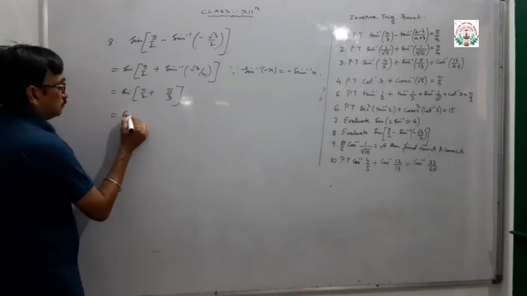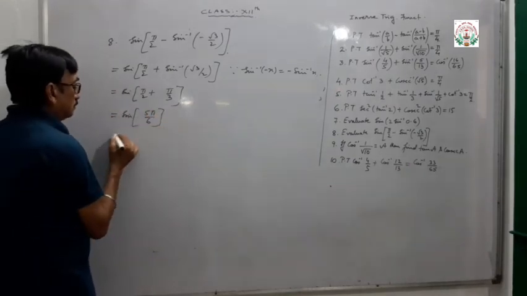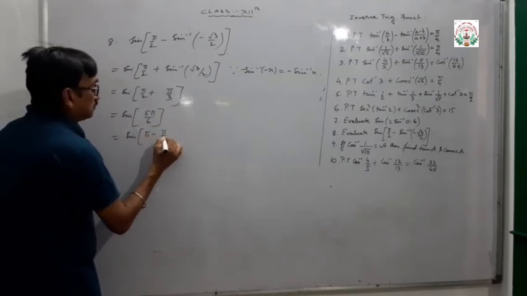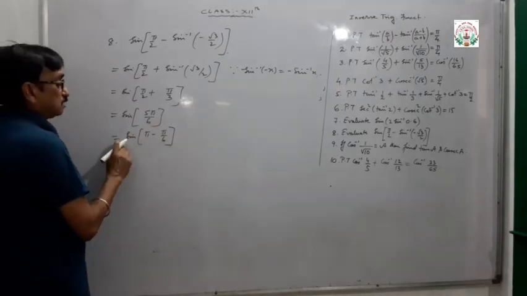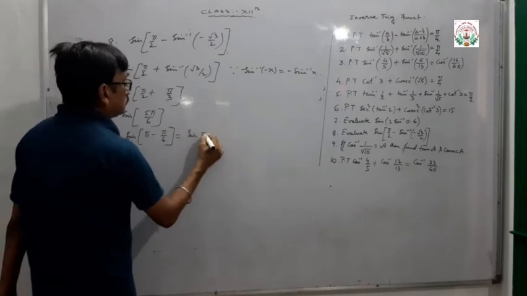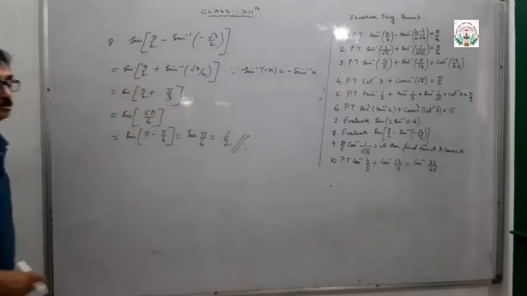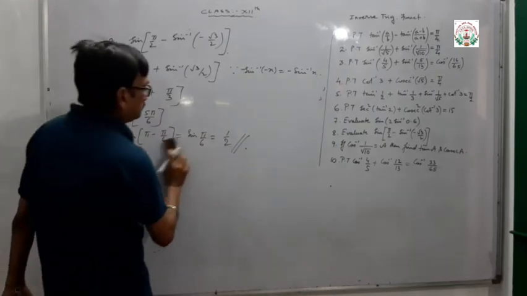So sine it becomes 5 pi by 6. And sine of 180 minus theta is sine theta, so we can write sine of pi minus pi by 6. Sine 180 minus theta is sine theta, so it becomes sine pi by 6, sine 30 degree. That is 1 by 2, our answer. Now let us move to question number 9.